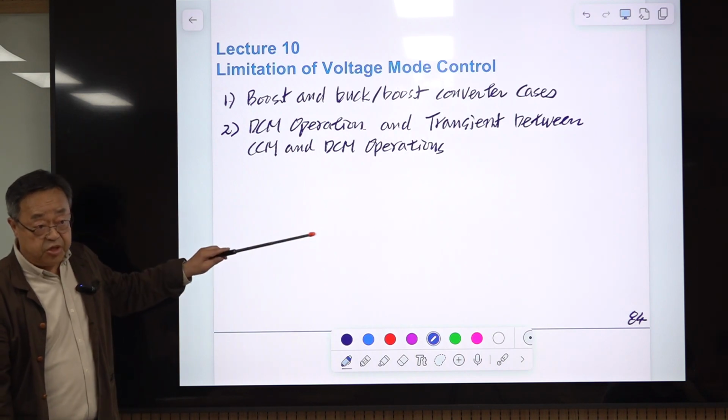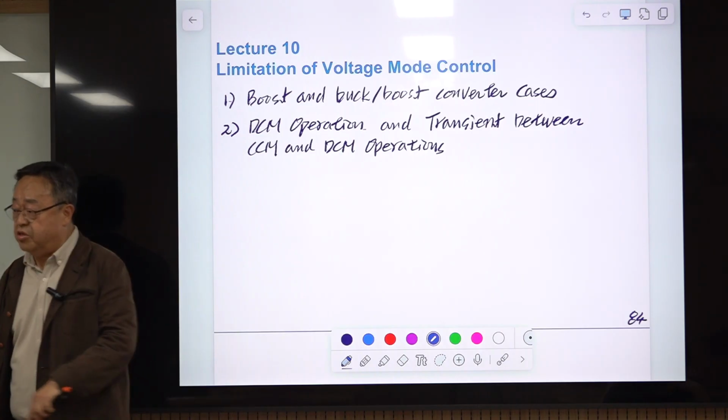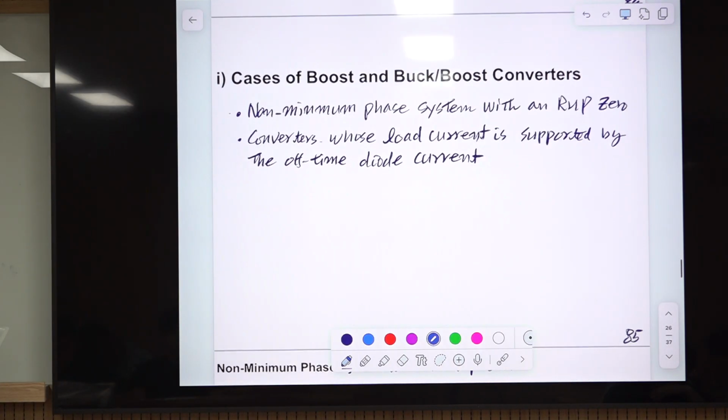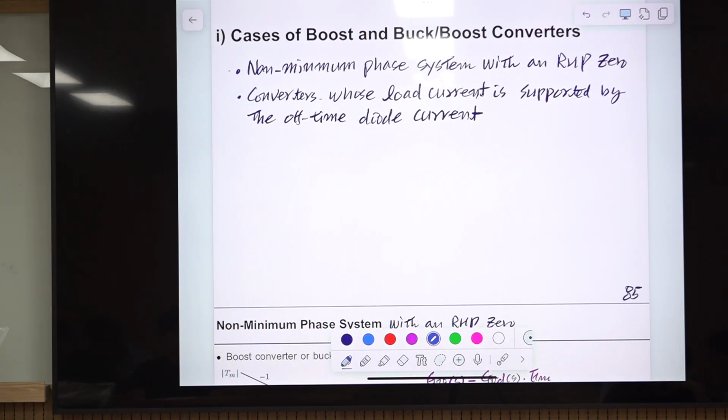Okay, that is the big question, right? So I'll give you the answer to these two questions. First, the case of boost and buck-boost converter. What's special about these two converters?